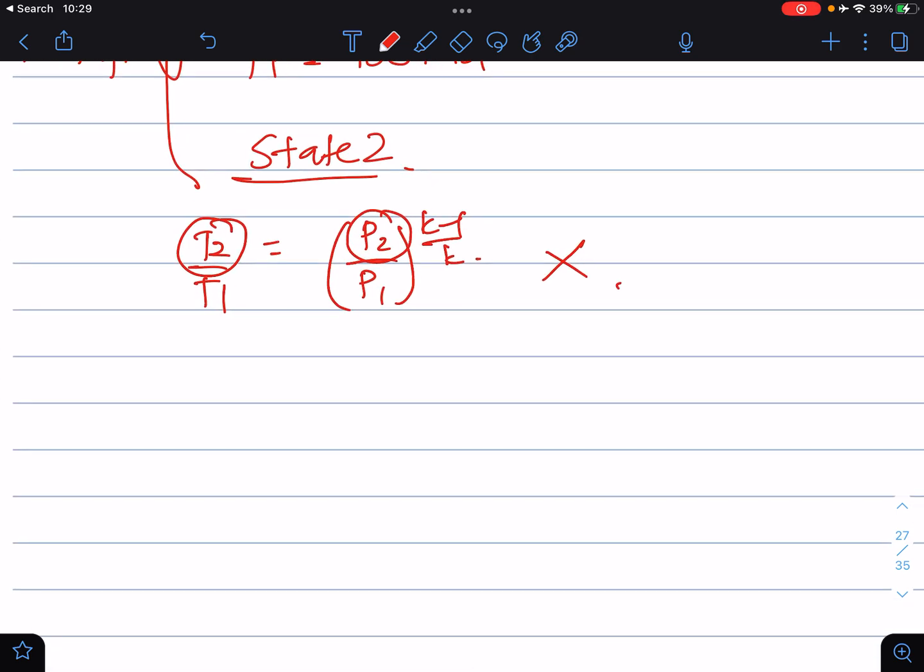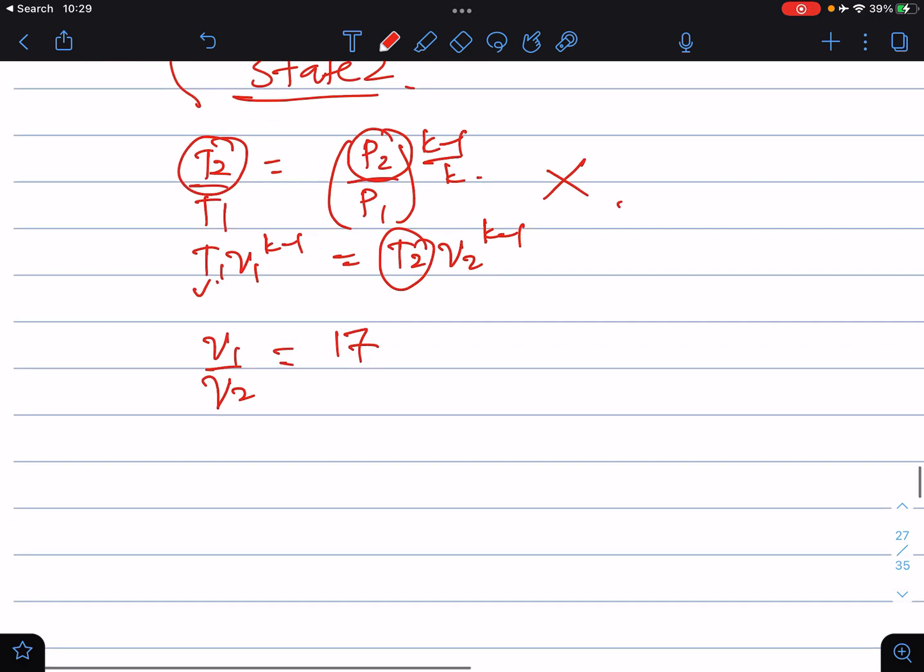Then we need to use another isentropic equation, T1 V1 power of K minus 1 equal T2 V2 power of K minus 1. Here we have 3 unknowns, V1, V2, and T2. But since we know the ratio of V1 over V2 is equal to 17, the only unknown remaining is T2, because we already have T1. So we can use this equation to solve for T2.